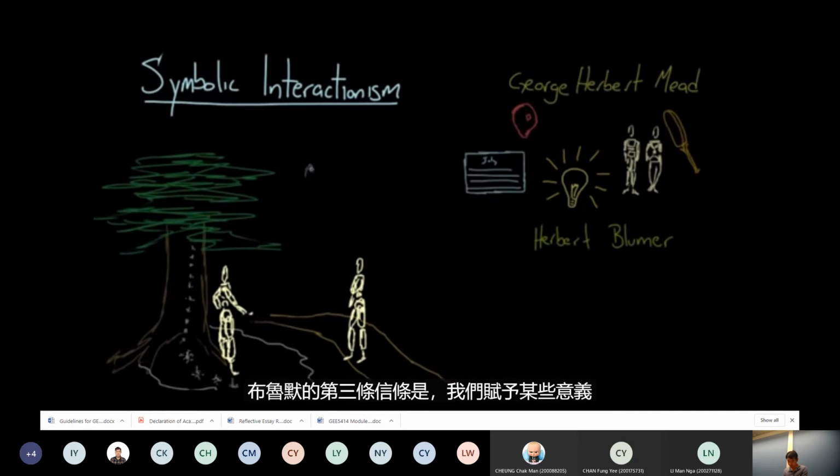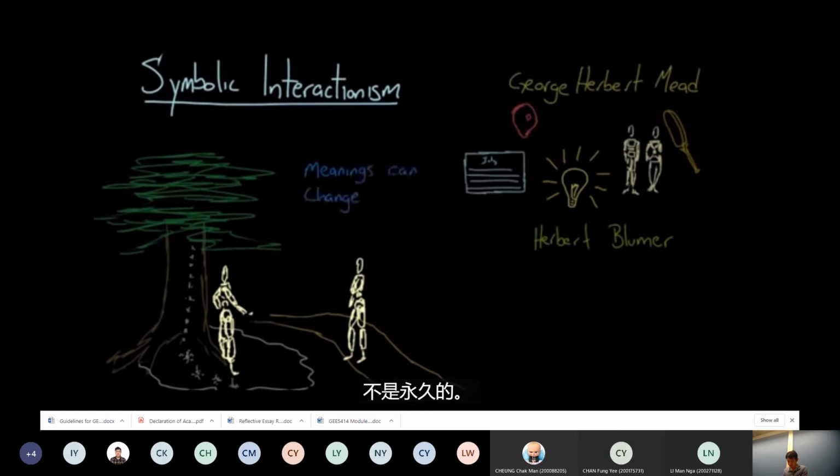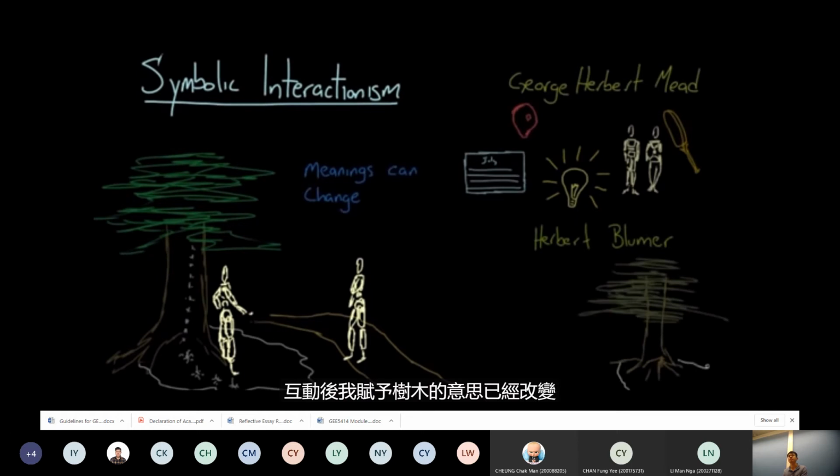Bloomer's third tenet was that the meaning we give something is not permanent. It can change due to everyday life. The meaning I give to trees has changed after my interaction with the infested tree. A big tree now means shade on a hot day with a potential for getting bit.